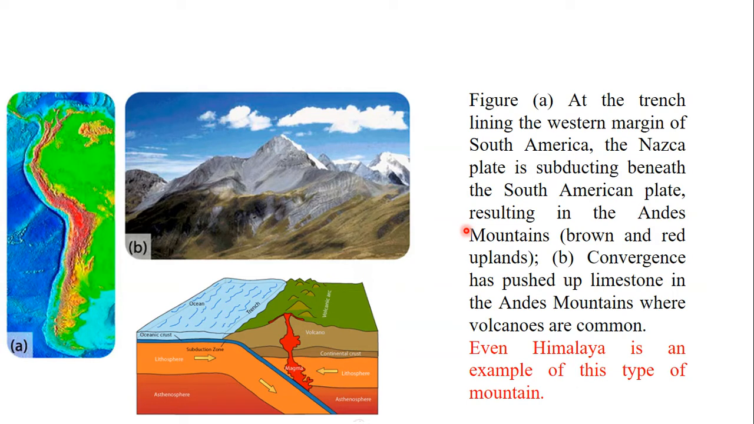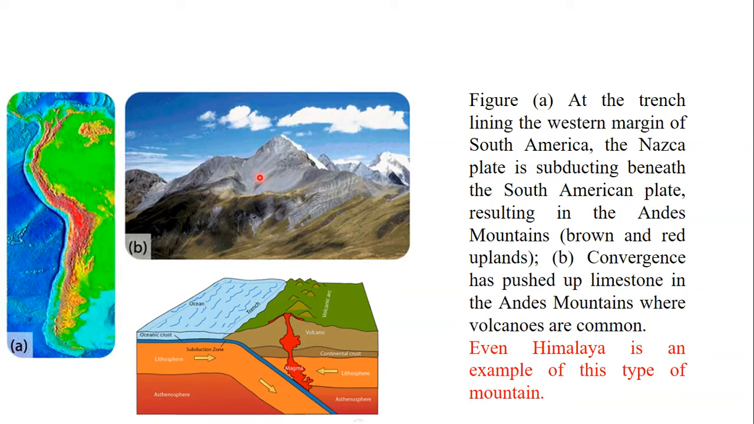Now here we are having three different figures. Figure A, at the trench lining the western margin of South America. So this is the South American plate. The Nazca plate. This is the Nazca plate. This plate is subducting beneath the South American plate, resulting in the formation of the Andes mountains. So here this brown and red color shows the Andes mountains.